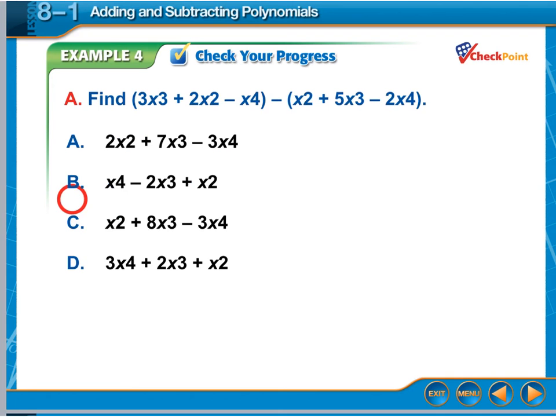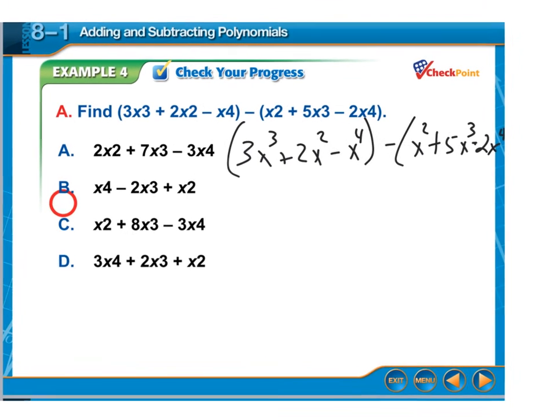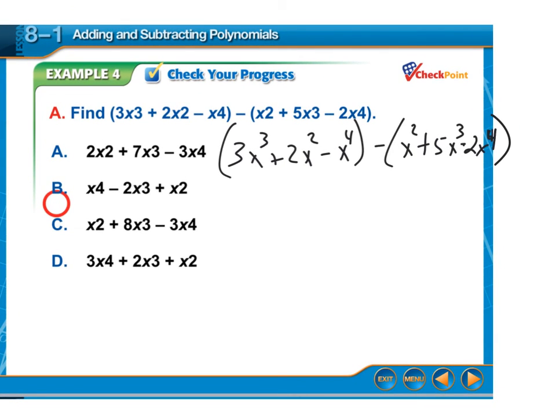I'm going to give you a couple here to look at. I'm going to let you guys do this one on your own. Click out of that. All right, here we go. 3x cubed plus 2x squared minus x to the fourth, and then minus x squared plus 5x cubed minus 2x to the fourth. And remember, you change your sign and switch all the signs in this parenthesis. Okay? I'll let you work on that for a little bit.